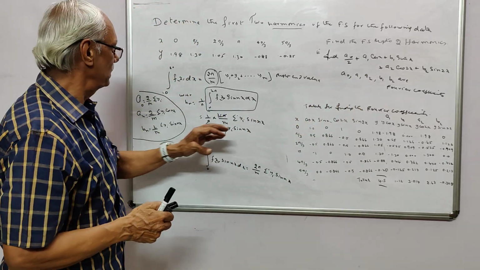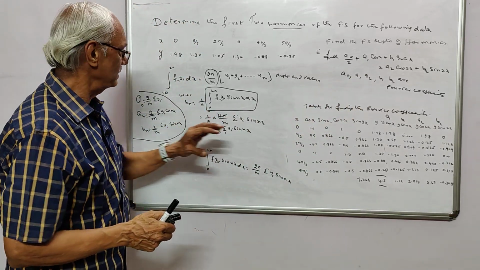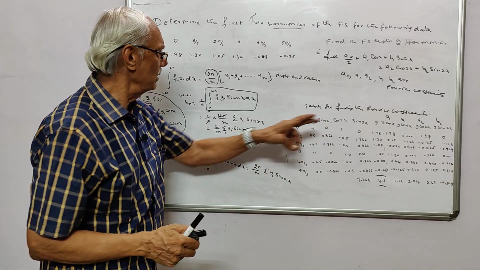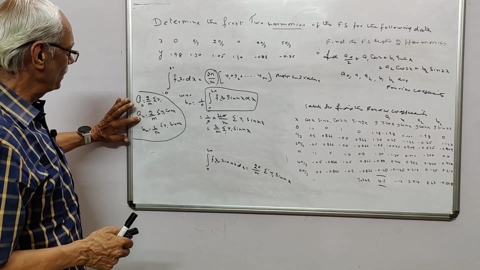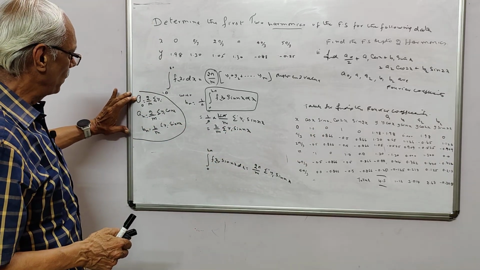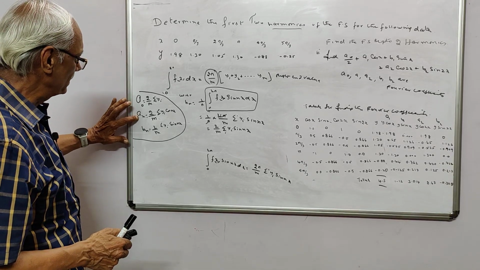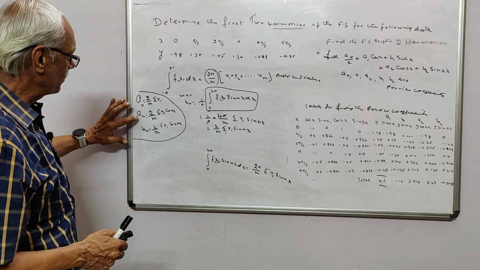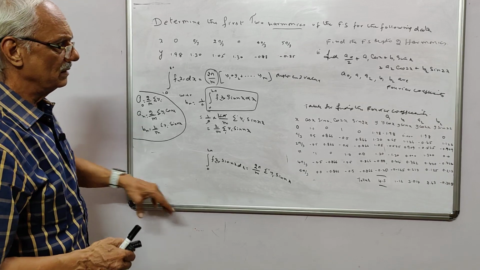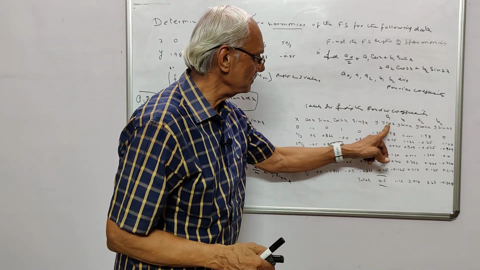Say if you want the first harmonic, that is A1. First harmonic means A0, A1, B1. Second harmonic means what? A2, B2. Third harmonic means what? A3, B3.